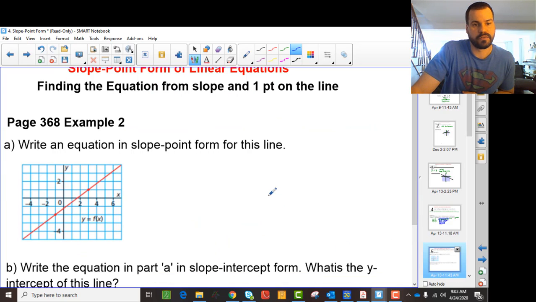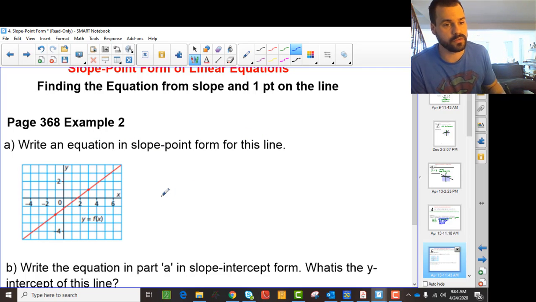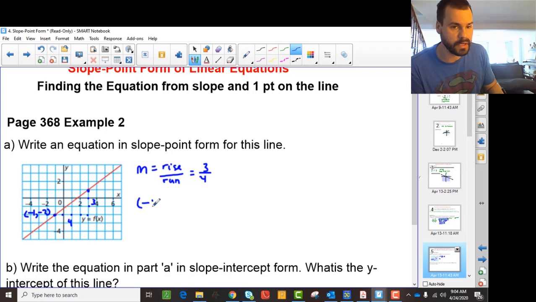Okay, so here's another example. It says write an equation in slope-point form. So all we need to do is identify the slope and identify a point. You'll notice there's 2 points that are already identified for us. This point is (-1, -2). So I'm going to use that as my point, and then I need the slope. So I'm going to go up to this point. So that means I'm going to run 1, 2, 3, 4 and rise 1, 2, 3. So my slope, which is my rise over my run, we said is 3 over 4, okay, because we ran 4 and rose 3. And my point is (-1, -2).